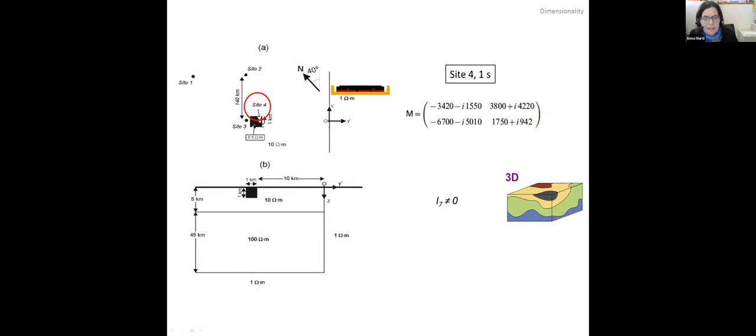And finally, site four, which is located just above this structure and measured at 1 second, gives us a general 3D structure because the invariant I7 is different than zero.